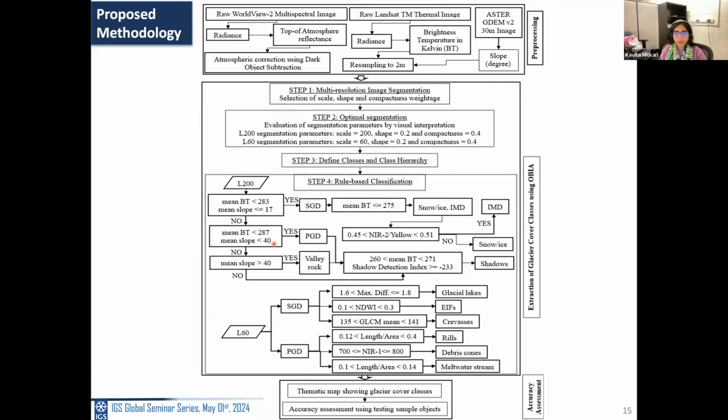As I said before, at scale 200, the SGD, PGD, the valley rock, the snow ice, IMD, and also the shadows have been extracted using not just the spectral information, but also the ancillary information, that is brightness, temperature, and the slope. Then the smaller size features have been extracted using the spatial information attributes at scale 60.